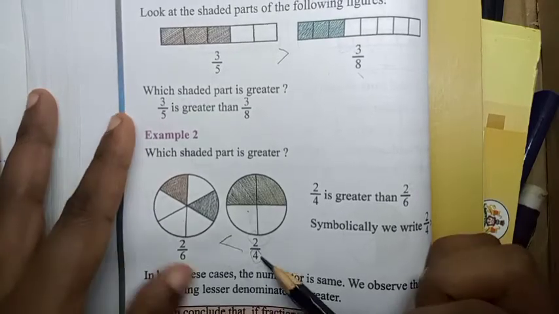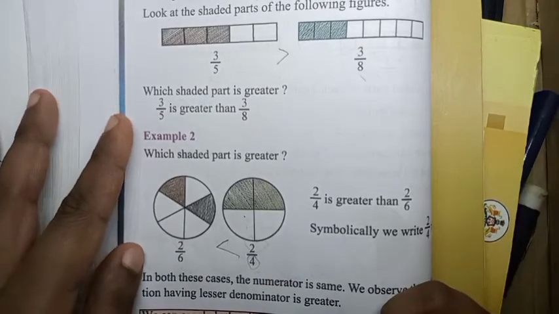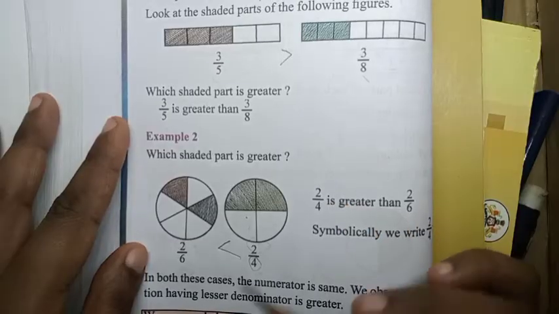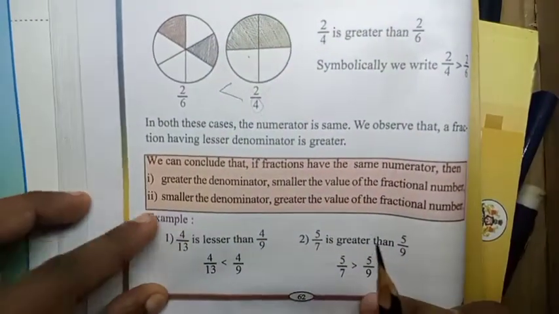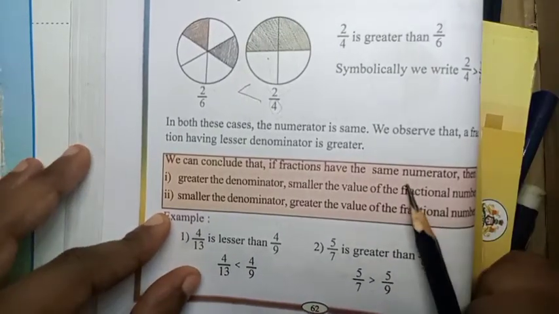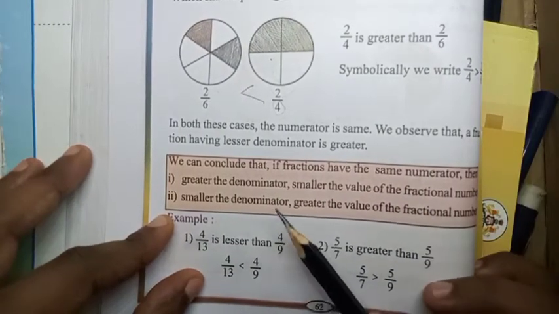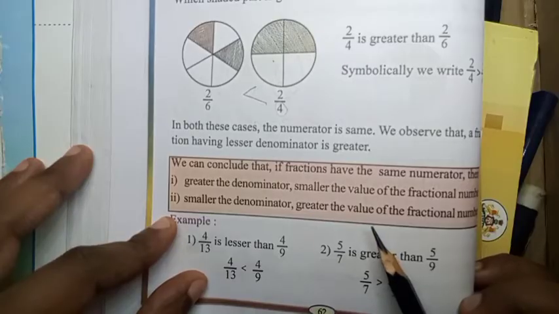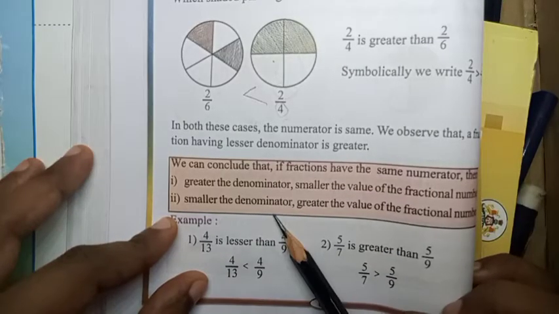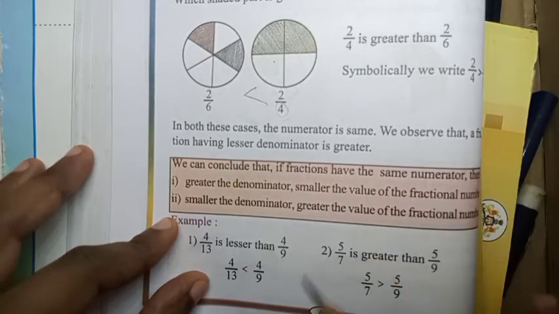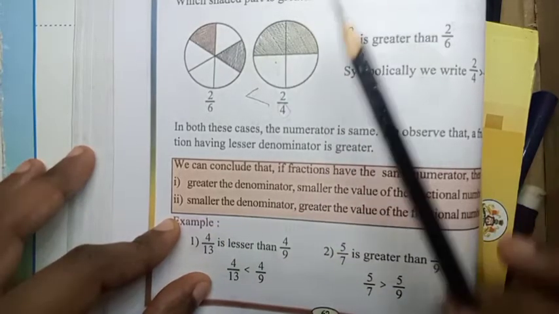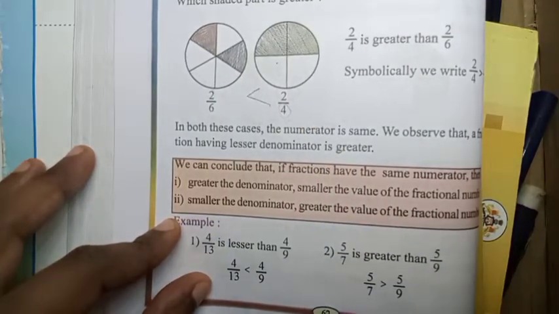Okay, where 2 by 4 is greater than 2 by 6. Alright, this is what you mean by that. Let me read the note here. We can conclude that if fractions have the same numerator, then the greater the denominator, the smaller the value of the fractional number. The smaller the denominator, the greater the value of the fractional number. You just have to write these two examples and this one also in your classwork.